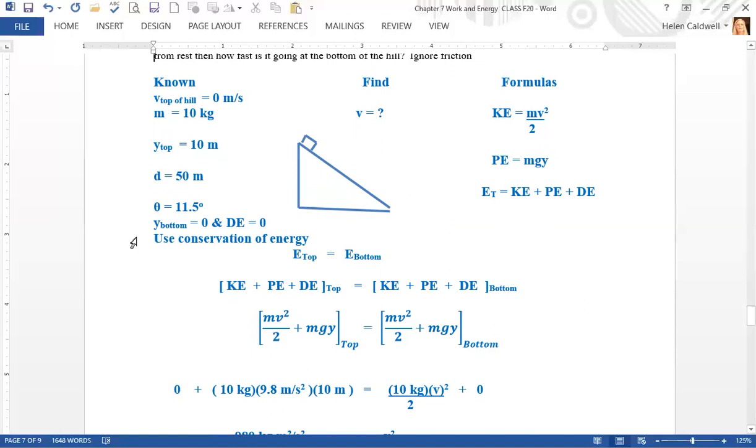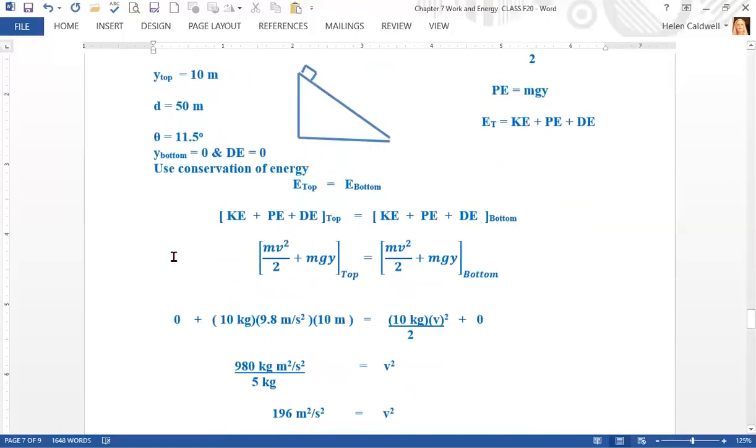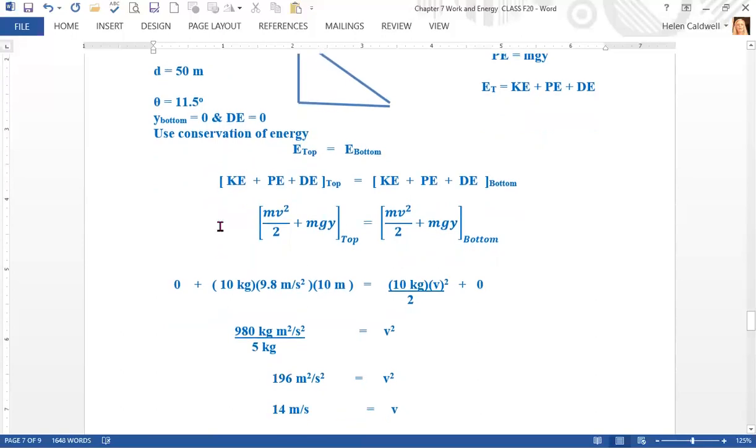If we did not ignore friction, we'd have to include it in. We could just say energy of friction. Kinetic is mv squared over 2. Potential is mgy. So we'll plug those in. And now we can plug in our numbers.